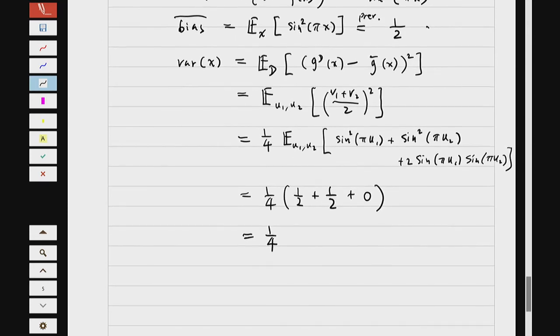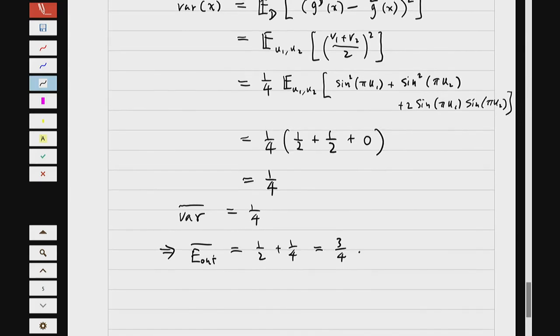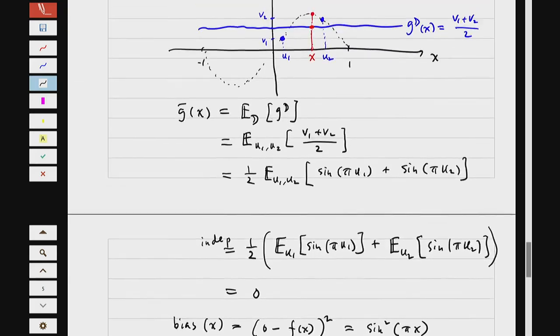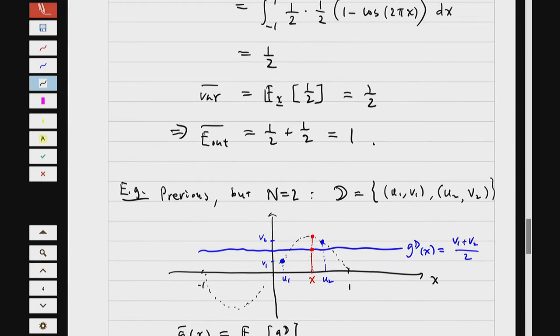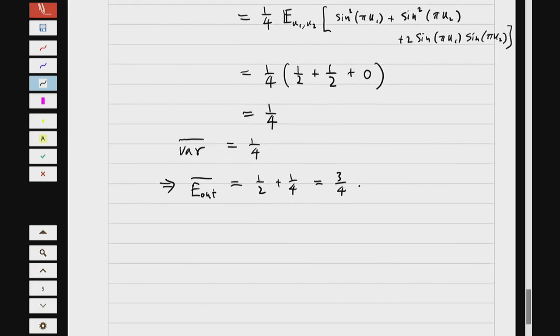Remember what happened in the previous one? When we have only a single data point, the variance was half. So we actually reduce the variance. And the average variance, of course, is still 1/4. That means our test error is equal to the bias, half, plus the variance, a quarter, equals 3/4. Smaller than before. Remember what was before? E out was 1. Before, the test error was 1. Now we reduce it by 25%.